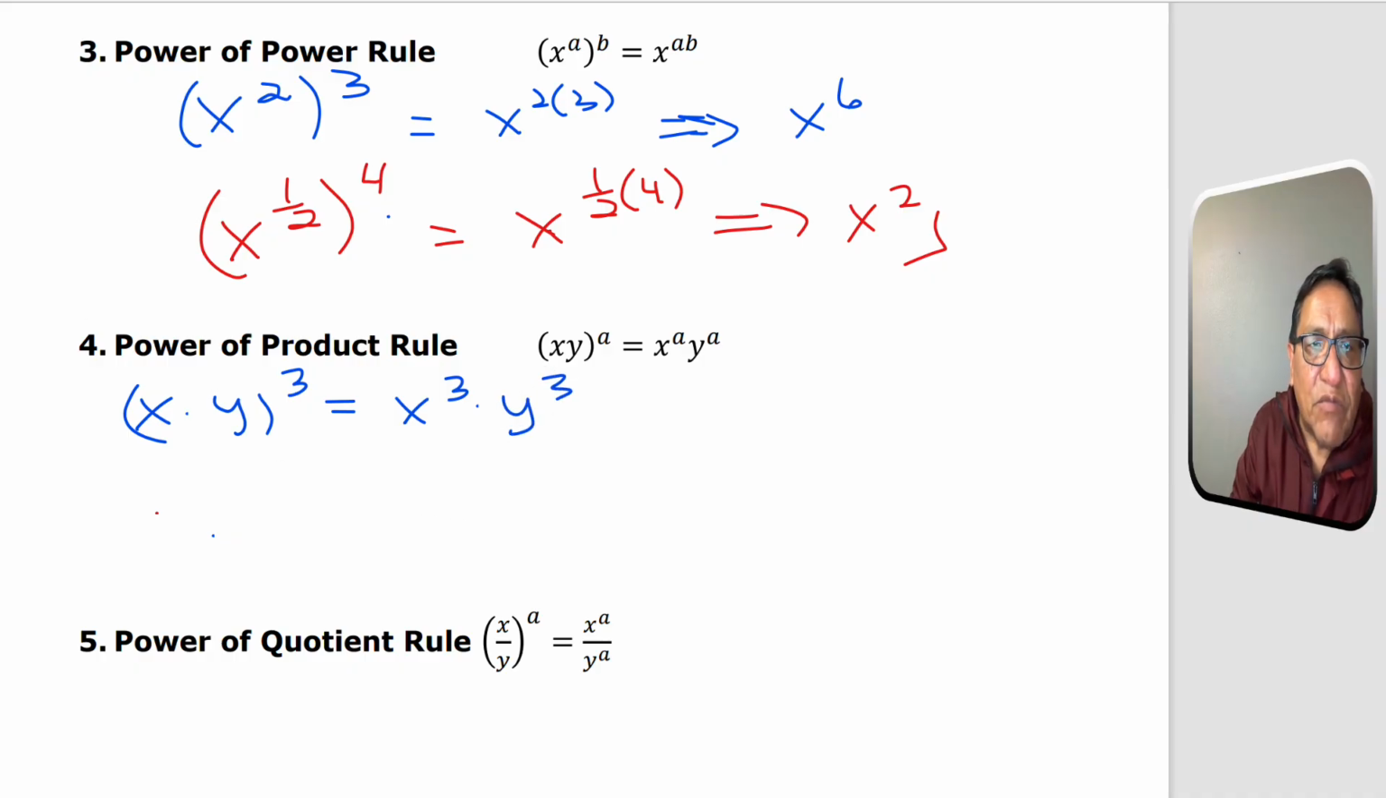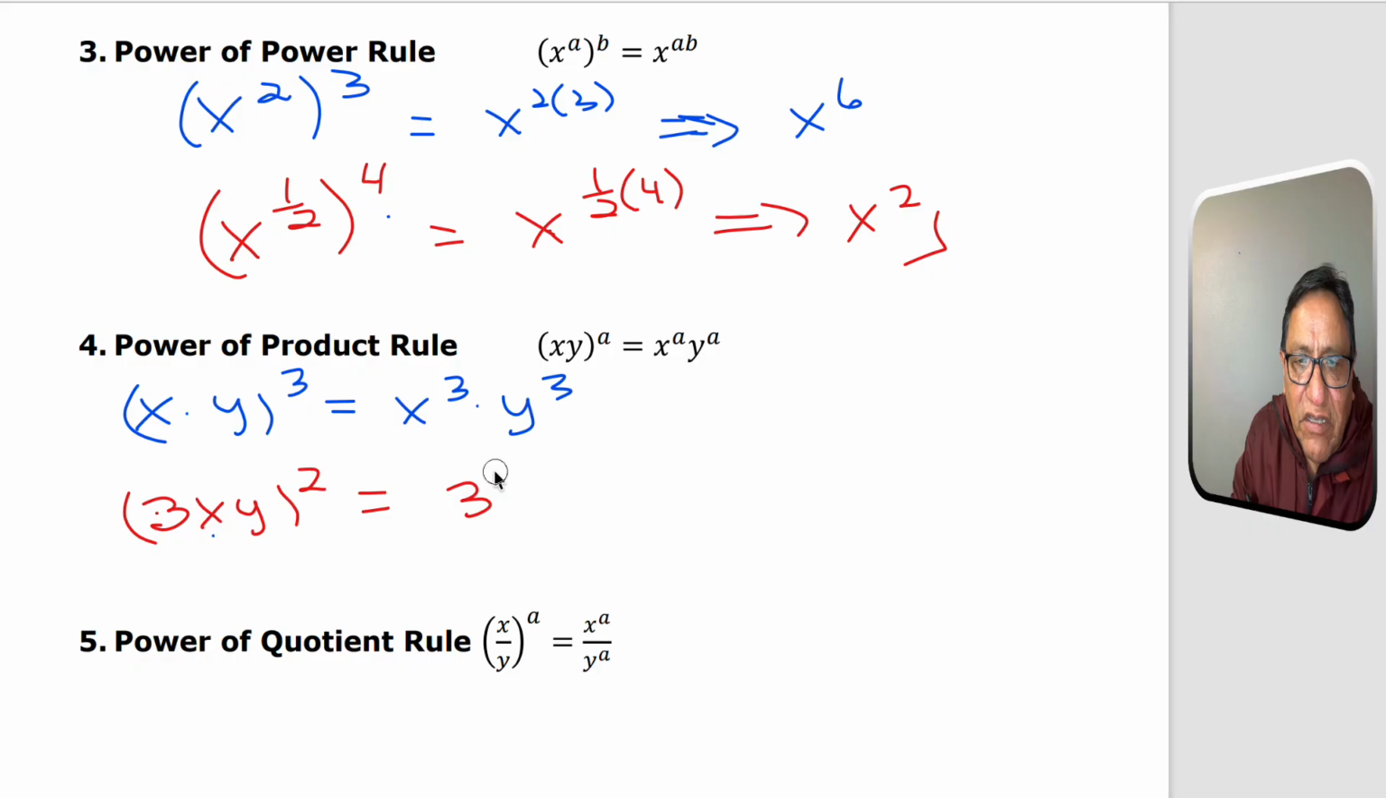Okay. Sometimes you will have situations that involve coefficients. For example, you will have 3xy, to make it easy, to the second power. So this will be the same as 3 squared times x squared times y squared. So the answer should be 9x squared y squared. Okay.